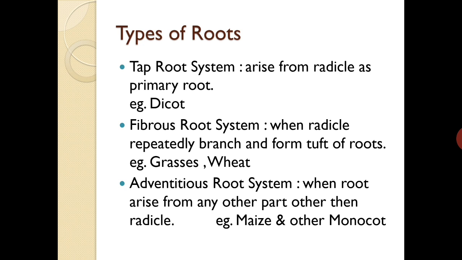In the case of grasses or cereal crops like wheat and rice, you can find the fibrous root system. The third one is the adventitious root system, very common in monocots and other plants like maize and sugarcane, when roots arise from any part other than the radicle. The radicle does not develop into the root system, but any other part found near the radicle develops the root. It is known as the adventitious root system.